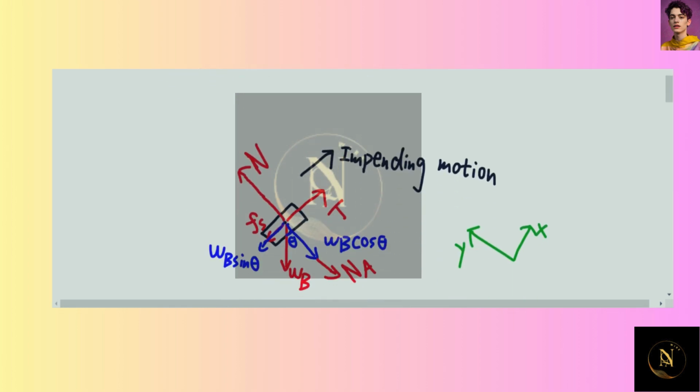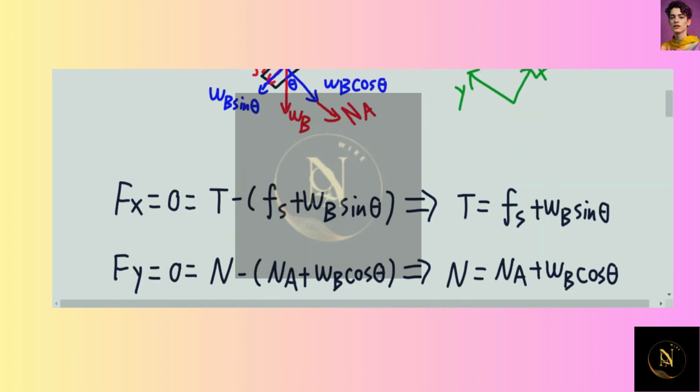And then this is the free body diagram for block B. Block B should experience 4 forces as well. My bad, it's actually 5 forces. It experiences its own gravity, WB, a normal force from block A, NA, a normal force from the surface, N, a tension from the string, and also static friction between block A and block B.